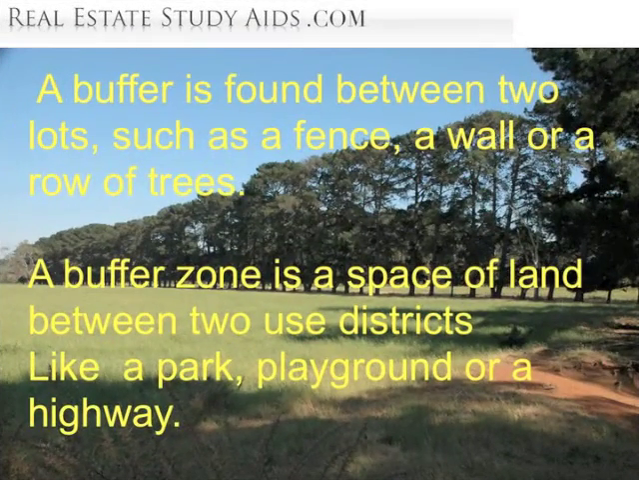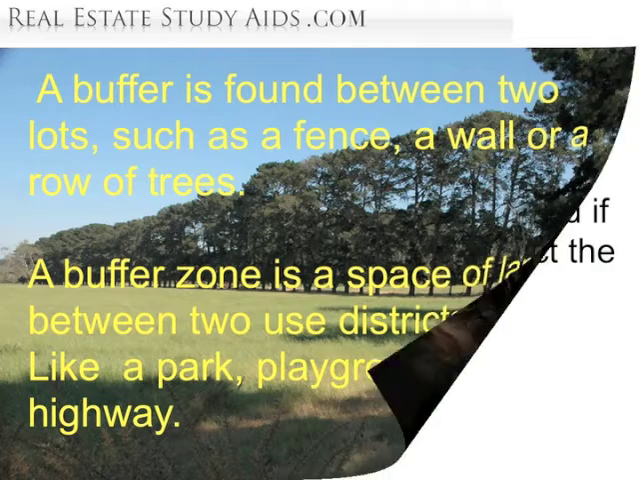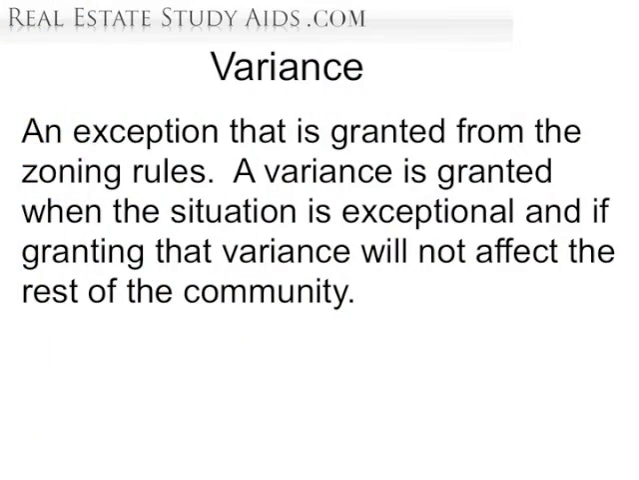A buffer is found between two lots, such as a fence, a wall, or a row of trees. A buffer zone is a space of land between two use districts, such as a park, a playground, or a highway. A variance is an exception that is granted from the zoning rules.